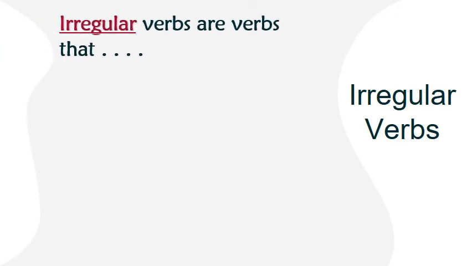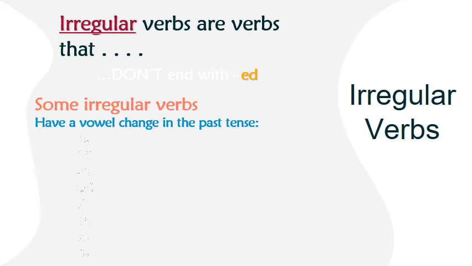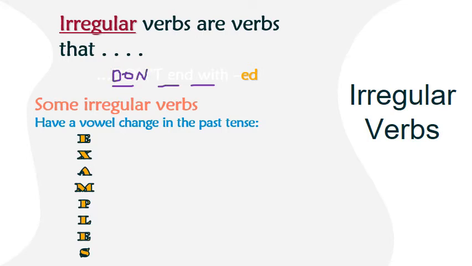Irregular verbs. These are verbs that do not end with ed. Maybe you cannot see it because it's in white. They do not end with ed. These are the irregular verbs. Because we solved an exercise before, and we concluded that irregular verbs are verbs that do not end with ed. Some irregular verbs have a vowel change, like as I told you, come, came, become, became, give, gave.